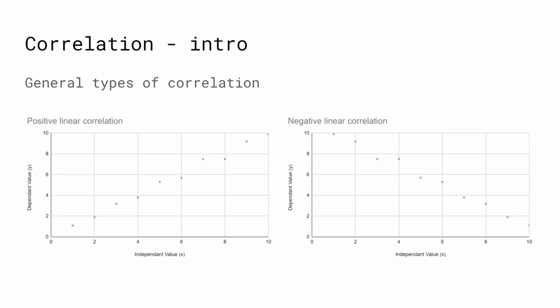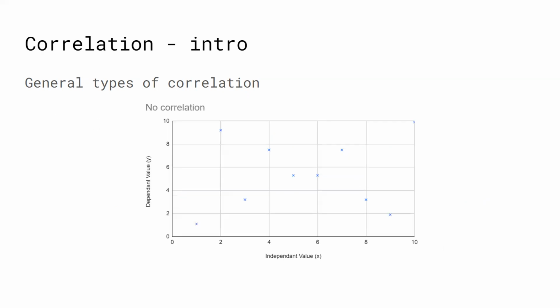Now, the general types of correlation are: we can have a positive linear correlation, as shown on the graph on the left, where y increases in value as our independent value x increases. We can have a negative linear correlation where our y value decreases as our independent value x increases, as shown on the right. We can have no correlation at all between the two values, so all the data points are scattered randomly around the graph.